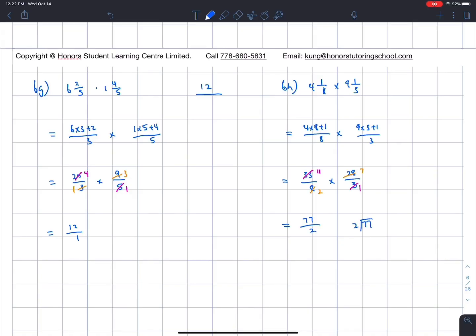And now we can divide this. 2 times 3 is 6. Subtract, move down the next number. 2 times 8 is 16. And we have a remainder of 1. So this will be 38 and 1 over 2. 38 and 1 over 2 would be the answer for H.